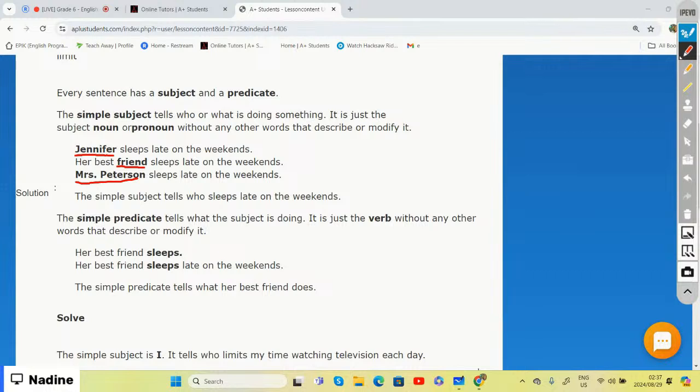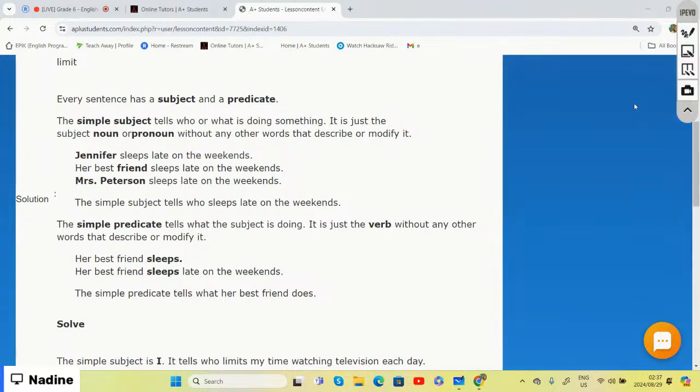And then the same with the predicate, right? Simple predicate, it tells us what the subject is doing. It is just the verb, just the action word, not with any other things that describes it. For example, her best friend sleeps. So sleeps is something that the best friend does. Her best friend sleeps late on the weekends. So sleeps only, not with all the other added things, right? Let us do one activity and then we're going to our test.